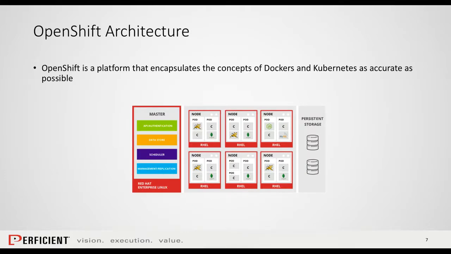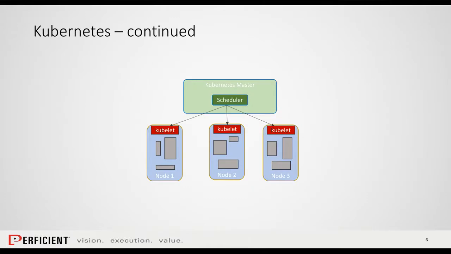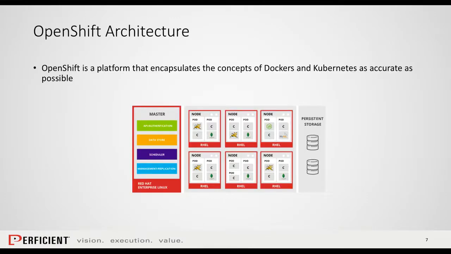So for OpenShift, it's a platform that encapsulates the concepts of Docker and Kubernetes as accurately as possible. This is actually a diagram taken from the reference architecture of OpenShift Enterprise, and it's very similar in many ways to the environment we have seen here. Here you have a Kubernetes master and you have the nodes, and here you also have a master and a cluster of nodes. On the master, you have the scheduler, which is the core of this master node, and you have other APIs used for moderating and monitoring this cluster.